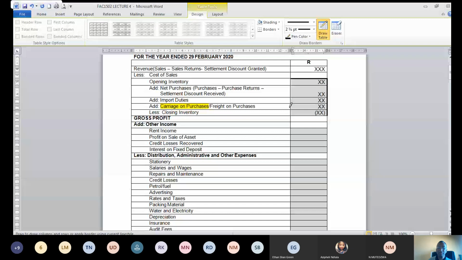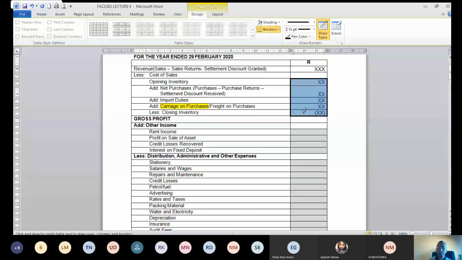So just to summarize all of that again. To calculate cost of sales is equal to the opening inventory plus the purchases, plus the import duties if there is, plus carriage on purchases if there is, plus freight on purchases if there is, minus the closing inventory. That calculation in that block will give you the amount of cost of sales that you will indicate now in your column for cost of sales.